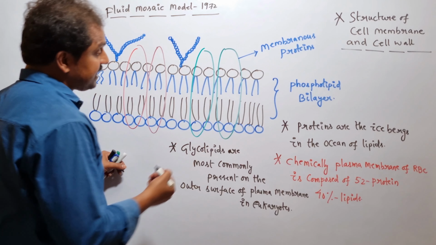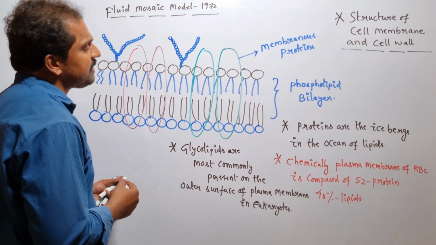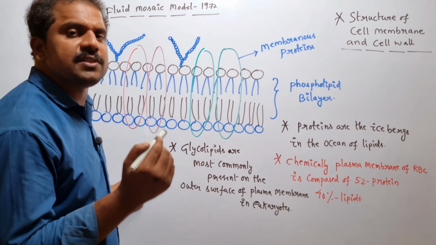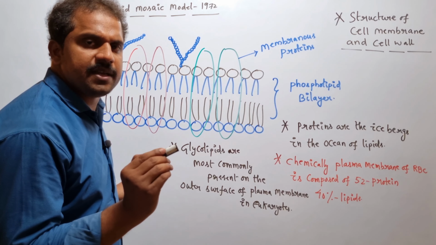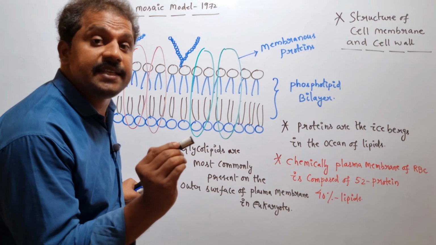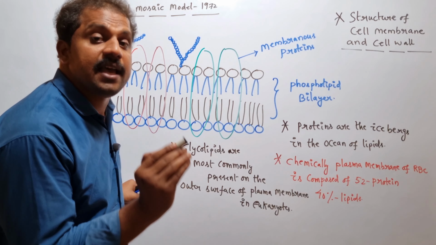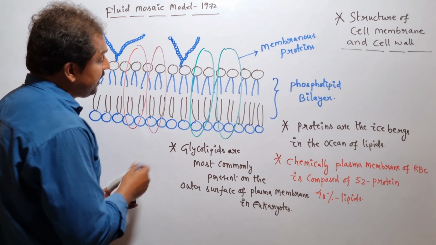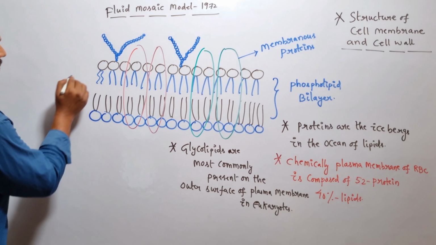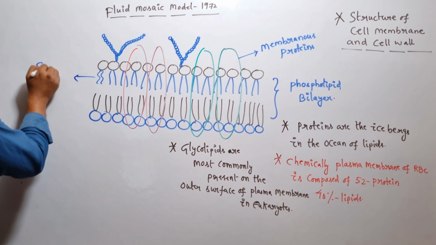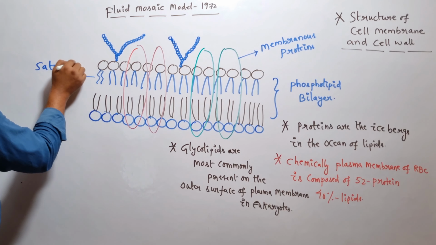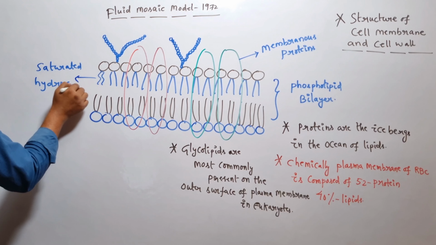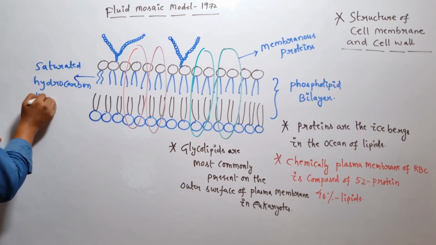And here the structural arrangement of phospholipids in the cell membrane or plasma membrane indirectly suggests the chemical composition of the phospholipid. As I have already mentioned, the phospholipid is an amphipathic molecule. That means it contains a hydrophilic head as well as a hydrophobic tail. So most commonly here, it is nothing but what? Saturated hydrocarbon non-polar tail.